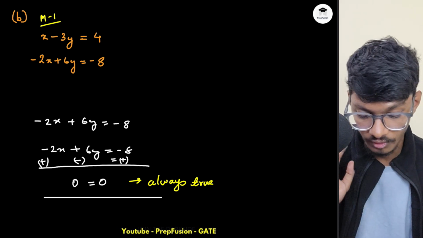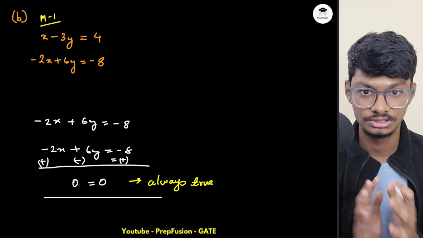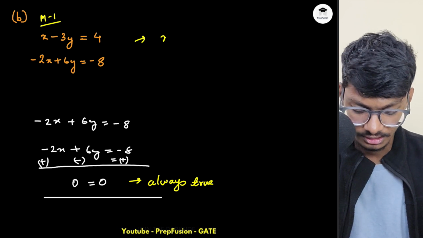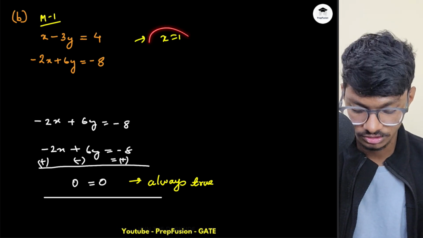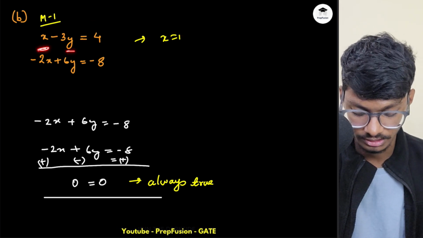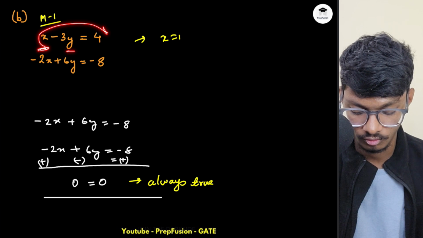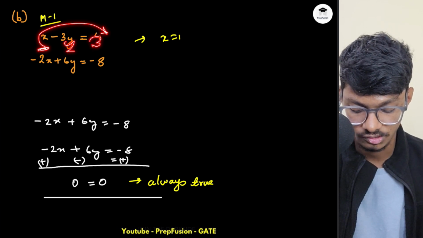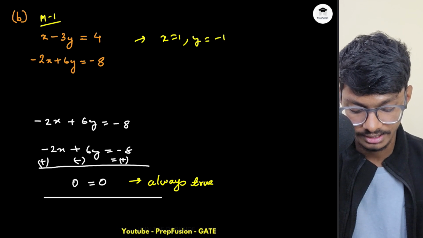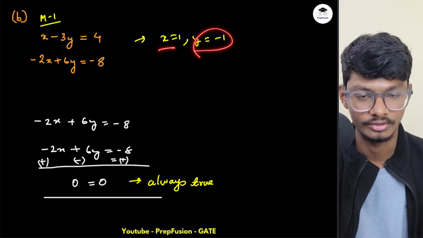Now what does this mean? This means whatever point I put over here, this will always satisfy. Let's take one point. Let's take x equals 1. If I put x equals 1 over here, what do I get as the value of y? This will go to that side and become plus 3. So y equals -1. So from the first equation, if I put x equals 1, I get y equals -1.